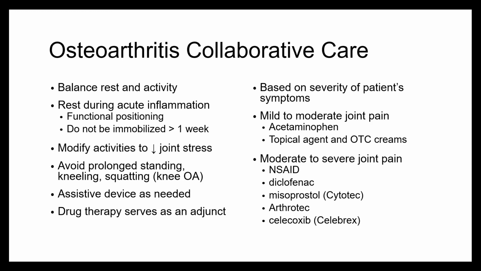Another recommendation and part of a care plan for osteoarthritis is going to be weight reduction. If a patient is overweight, this is going to greatly contribute to the development of osteoarthritis, especially in the lower extremities. Patients may need counseling regarding dietary changes and exercise plans. We would also recommend that patients with osteoarthritis modify their activities to decrease joint stress. They should avoid prolonged standing, kneeling, or squatting. If they have knee osteoarthritis, they may need to use some assistive devices such as canes or walkers.